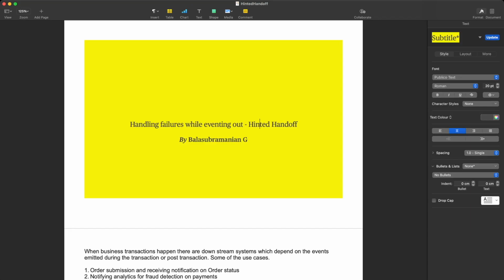I am Balasubramanian. Today we are going to look into an interesting problem statement. The problem statement goes like this: how do we handle failures while we event out? And we are going to take one of the approaches, which is called hinted handoff, to solve this problem statement.